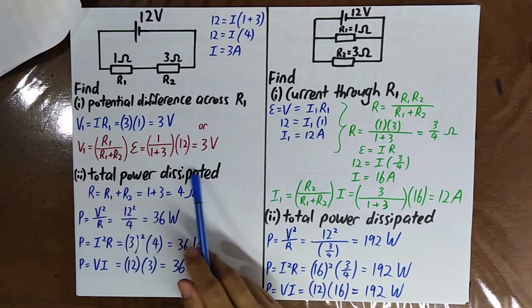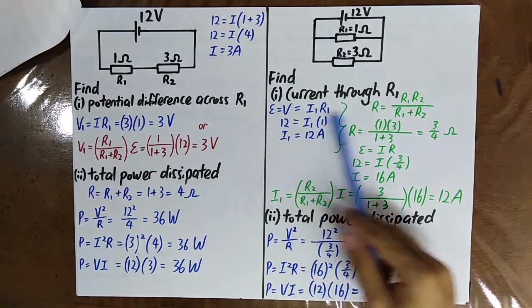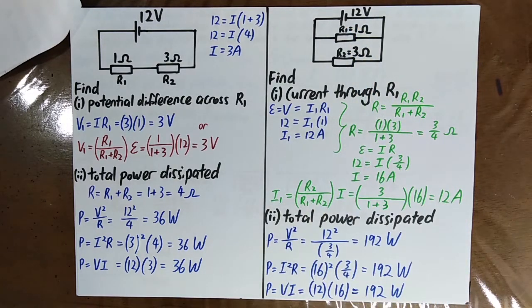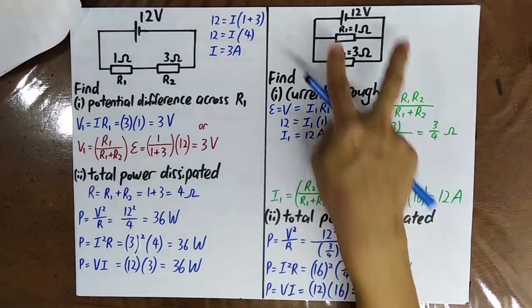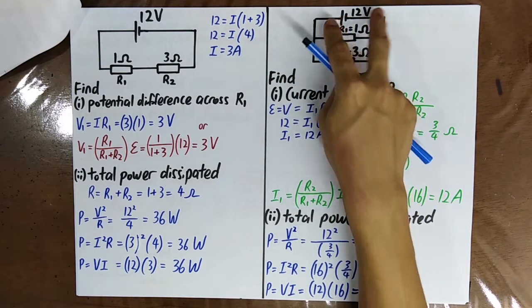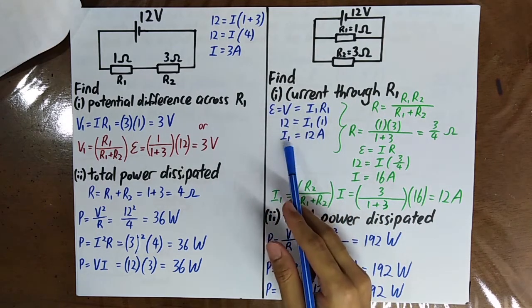Please find the total power dissipated. Okay? So, first of all, you find the equivalent resistance. And then you use P equals V squared over R, or I squared R, or VI to find the total power dissipated. Okay, find the current through R1. You can use this formula, which is the potential difference across the battery is equal to the potential difference across R1. Then you are able to get the current.